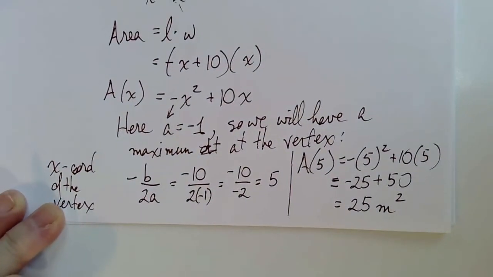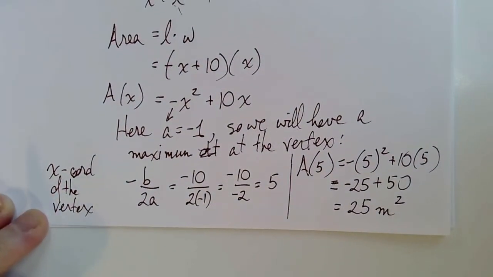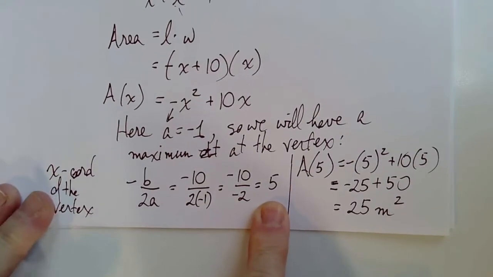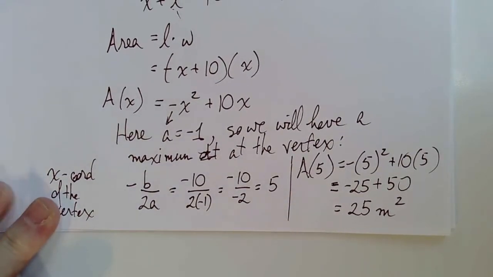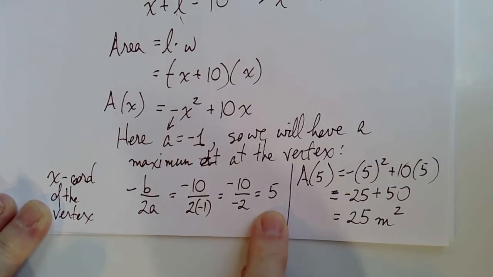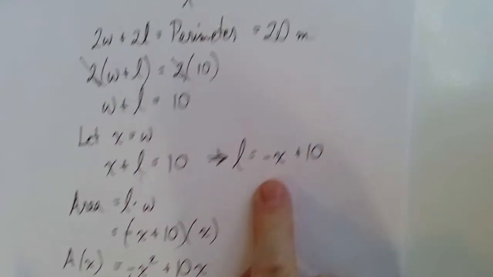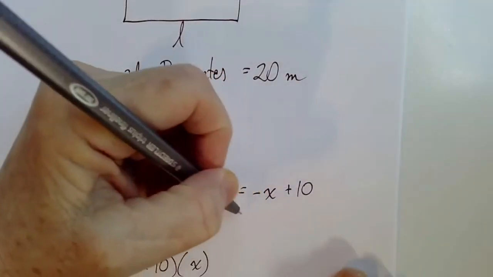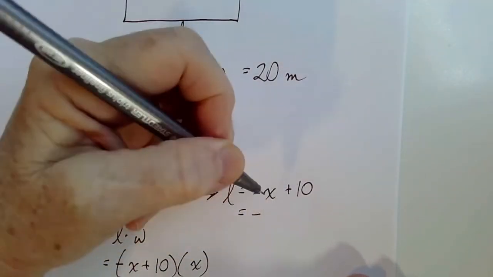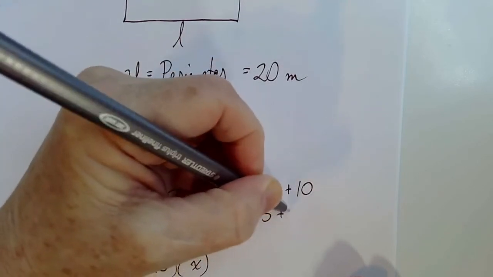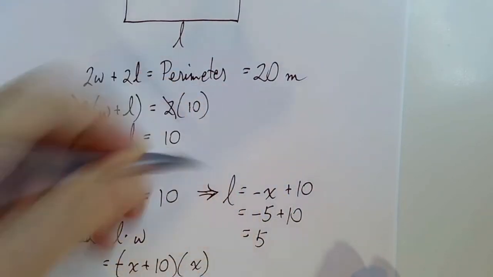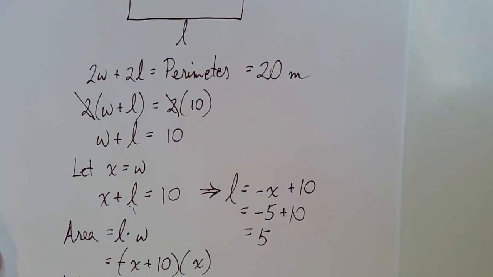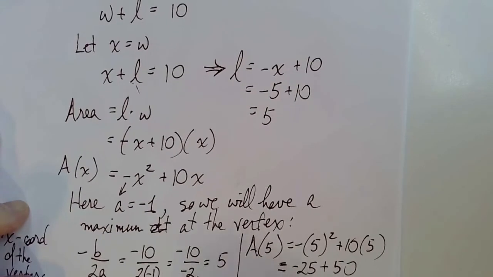And what's cool is that you actually can find, without using calculus, that the kind of rectangle that produces the largest area for a constrained dimension around is a square. So because we got the width to be 5, we said that the length was negative the width plus 10, so negative 5 plus 10, and that is also 5. So if the length and the width are the same, we have a square.